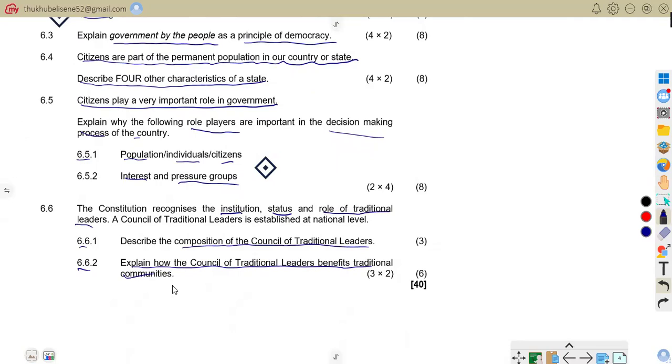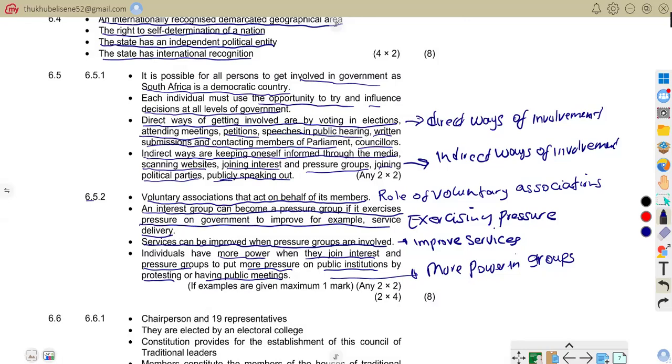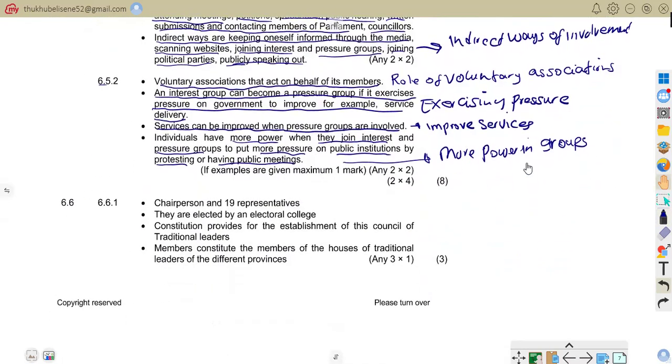So, the composition of the council of traditional leaders, 6.6.1. Under the composition of traditional leaders, we have a chairperson and 19 representatives. They are elected by an electoral college. The Constitution provides for the establishment of this council of traditional leaders. The members constitute the members of the houses of traditional leaders of different provinces. Hope we are together on that.